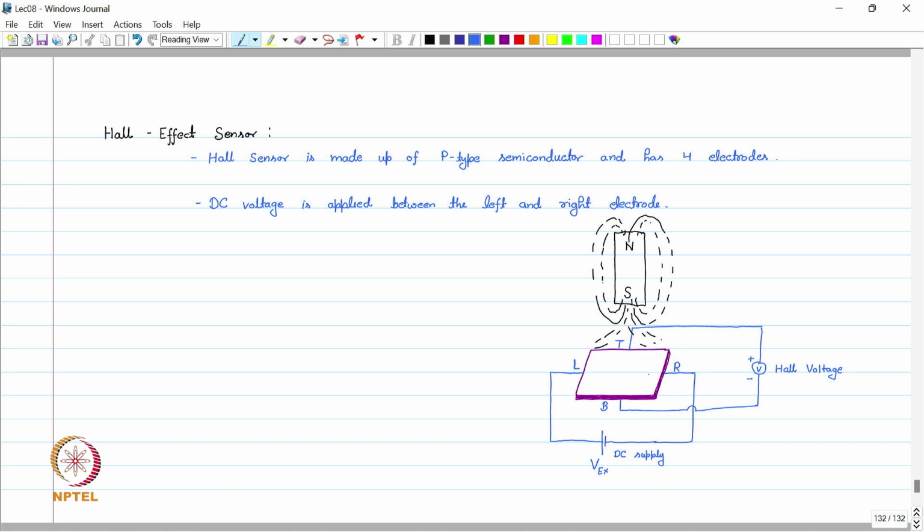So let's say electrons are moving from right to left. These electrons will see a force applied on them because of this magnetic field, which is called Lorentz force, and these electrons will start accumulating towards the B terminal as shown here, and holes, because of the opposite charge, will see a similar force but in the opposite direction, so they will accumulate towards the top.